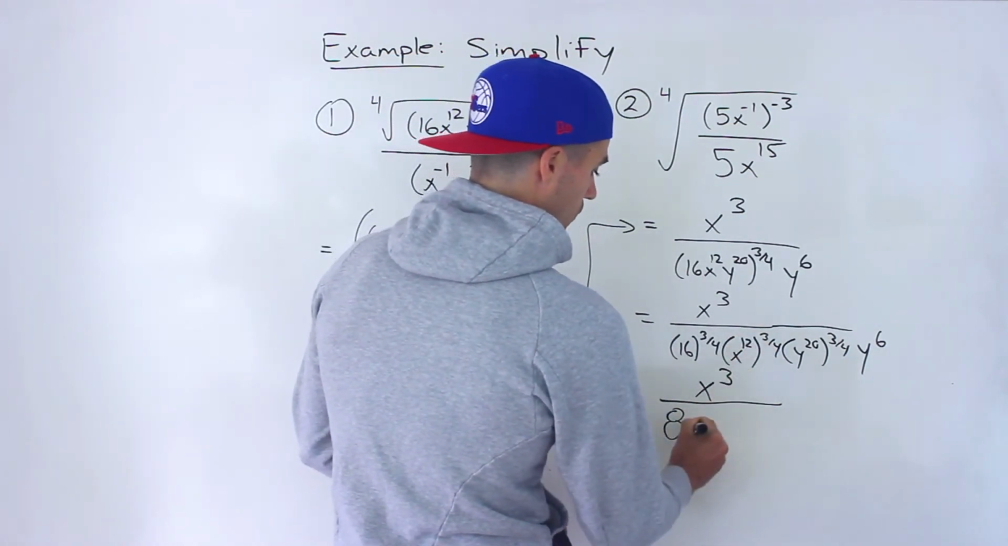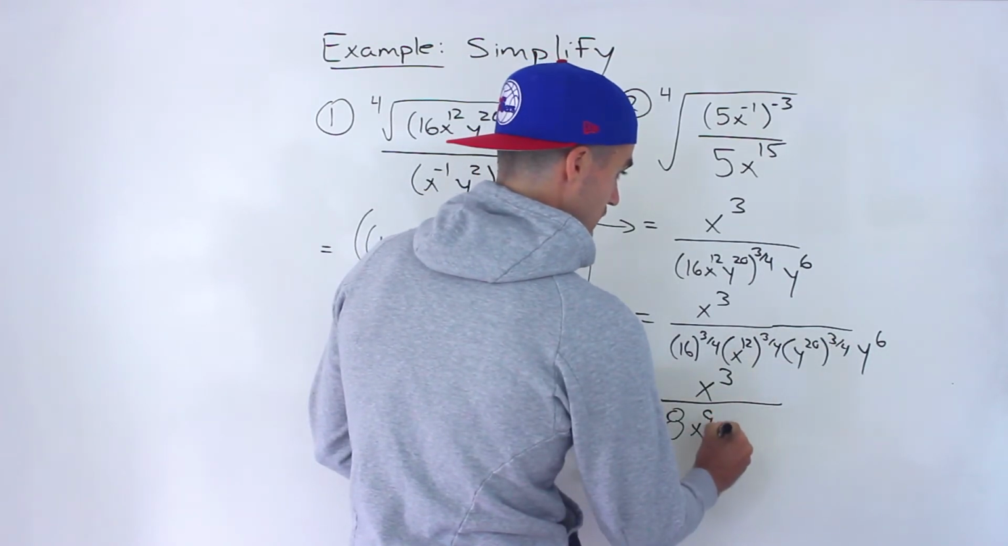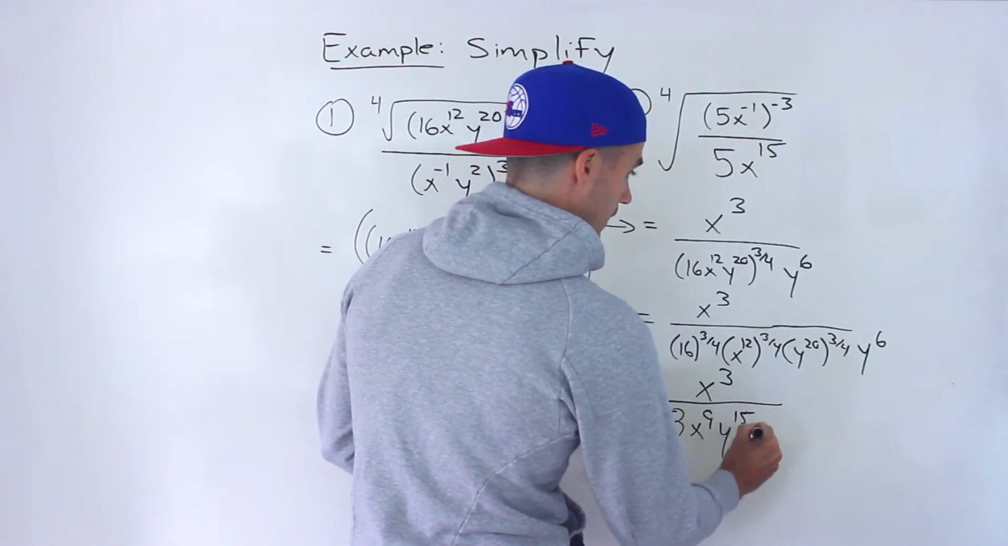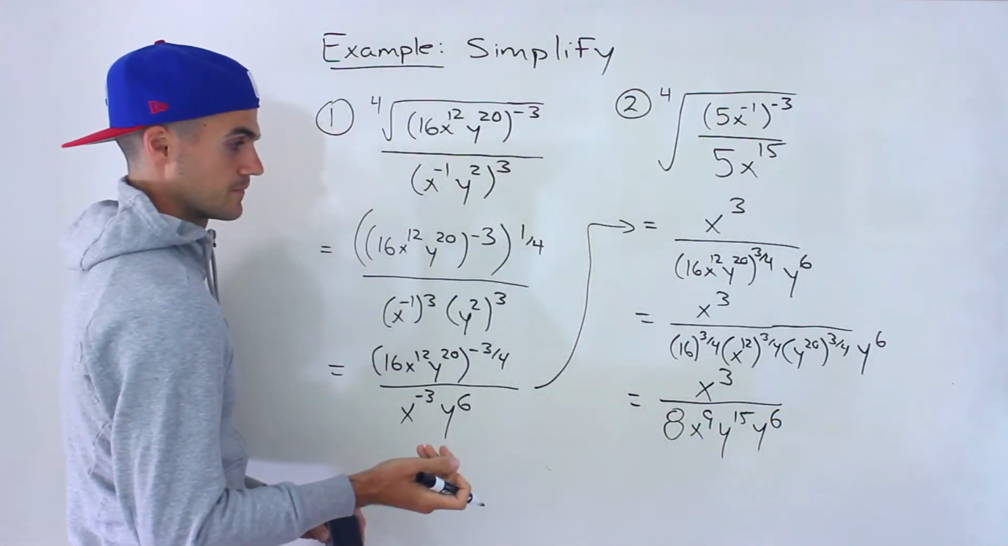12 times 3 over 4 gives us 9. 20 times 3 over 4 gives us 15. And then we have the y to the 6, like that.